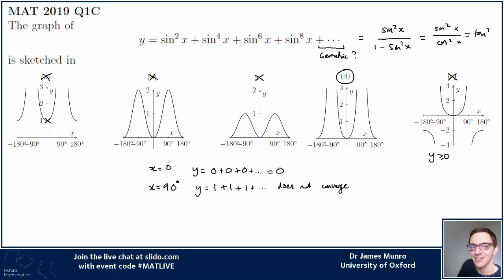tan squared. So if you got this far, you might think about the picture of tan of x and try squaring all the values, you'll get a picture that looks like this. And this point at 90 degrees is the sort of vertical asymptote corresponding to the vertical asymptote of tan x. Okay, question 1c, the answer is D.